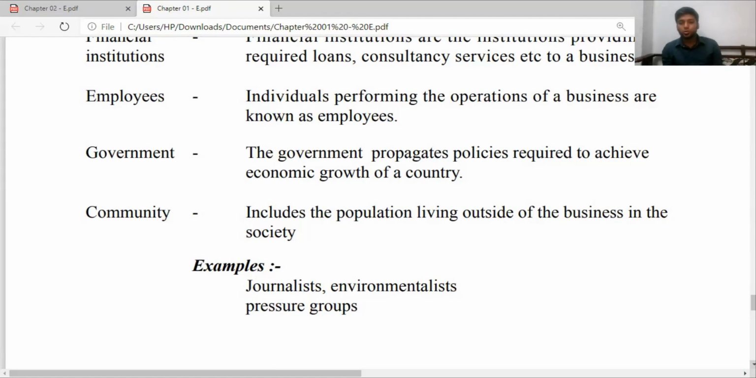They're saying community is a group of people who can be writing something about the business. They can be journalists. They're going to write good things. Environmentalists. They are going to see that the business is following the environmental rules. Pressure groups are people who are going to put pressure on business. That's what we say. Pressure groups. Very important term. Many students don't know what pressure groups are.